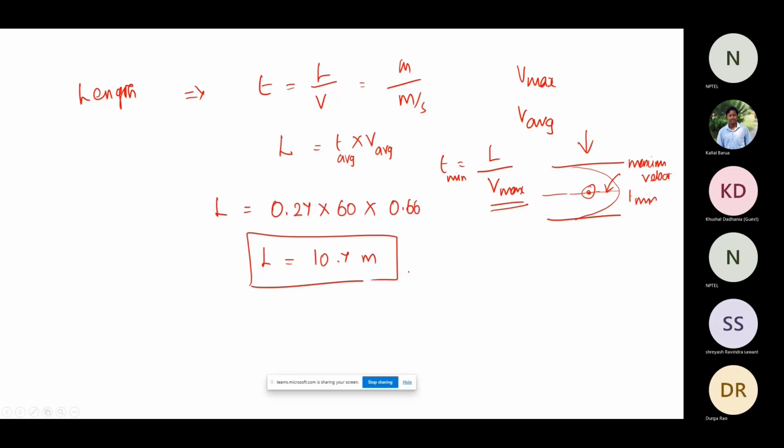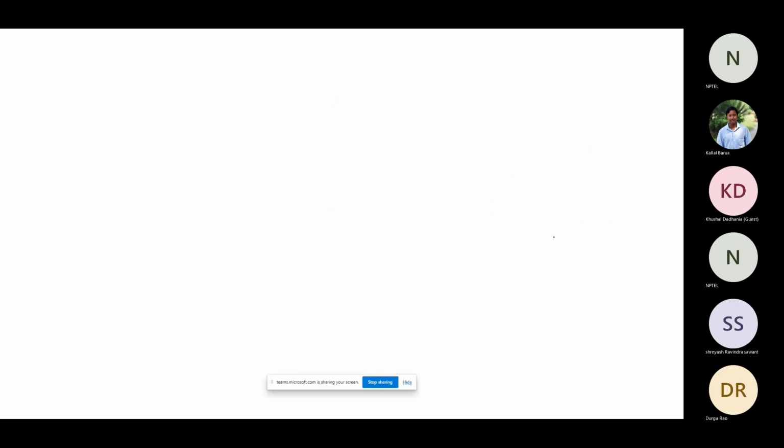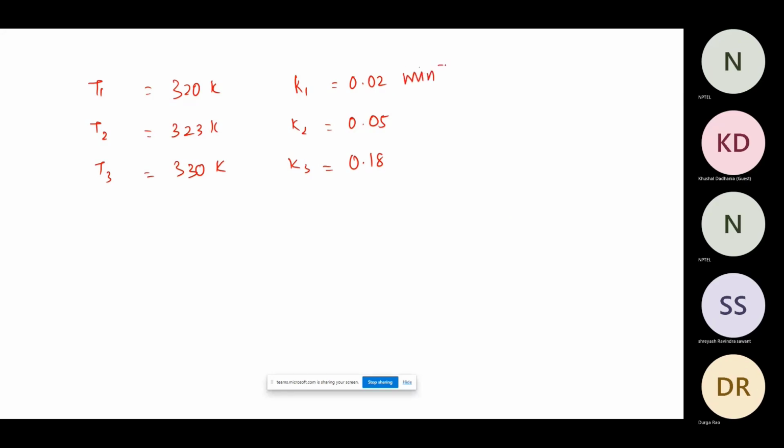Okay, so that is a set of 3 questions, for which common data is given. And then the next part is again a set of questions with common data given. There T1, T2, T3 are given: 320 Kelvin, 323 Kelvin, and 330 Kelvin. For that, the rate constants K1, K2, K3 are given, which are 0.02, 0.05, and 0.18, all in minute power -1.